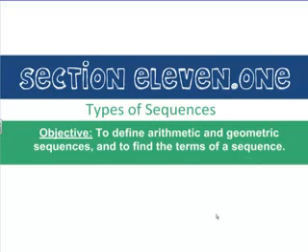We're going to start with section 11.1, and this is about types of sequences. If you haven't done the sequences and patterns handout that we did together in class, you're going to want to start with that. So go back to the blog, download that, make sure you completed that, and then come back to this video. We're going to learn how to tell when a sequence is arithmetic, when a sequence is geometric, how to tell if a sequence is neither one, and then how to find the terms of a particular sequence.